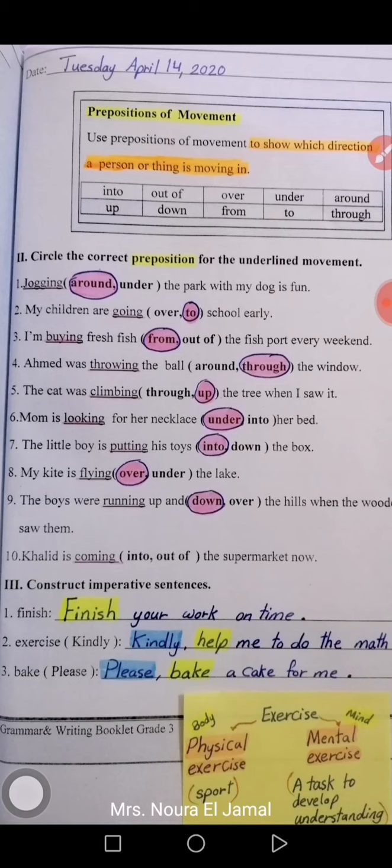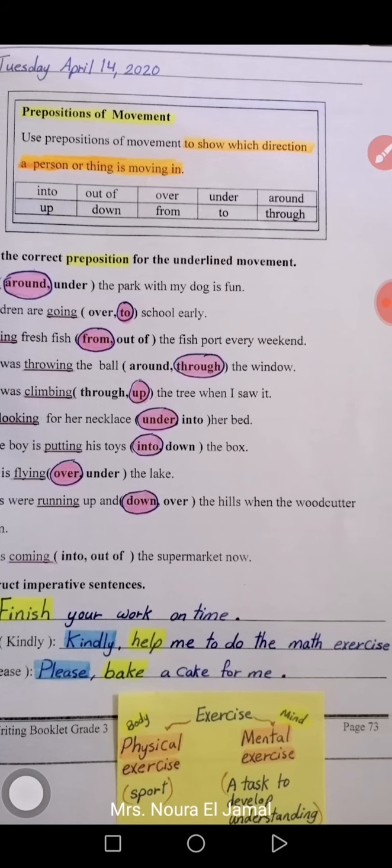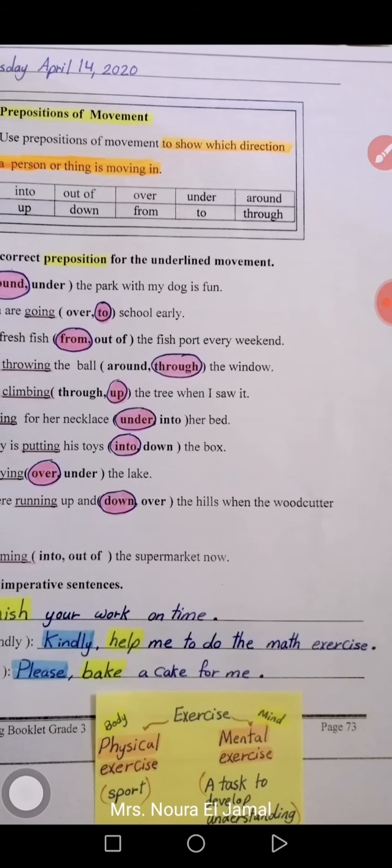Construct imperative sentences. Number 1, finish. Put finish in an imperative sentence. Finish your work on time. Here I start my imperative sentence with a verb in the base form. Number 2, exercise. We will use the word kindly. So kindly help me to do the math exercise.